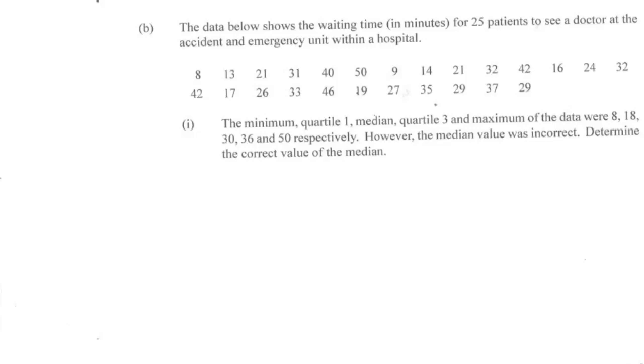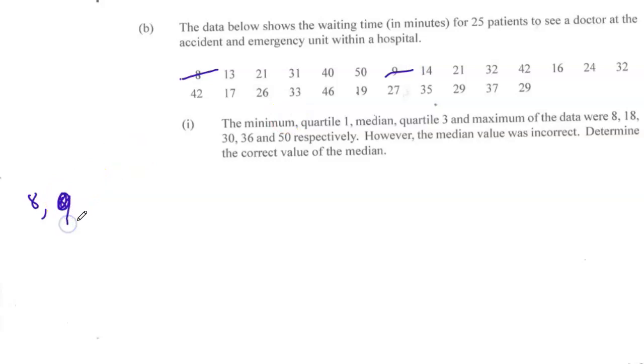Now, to get the median, we have to put the numbers in order, whether ascending or descending. So let me rewrite these 25 numbers in order. If it's 25 numbers, the median would be the 25 plus 1 over 2, that's 26 divided by 2, so the median would be the 13th number. Let's write out these numbers. The smallest number here was 8. And then what's the number that follows 8? Is there a 9? Yeah, we have a 9.